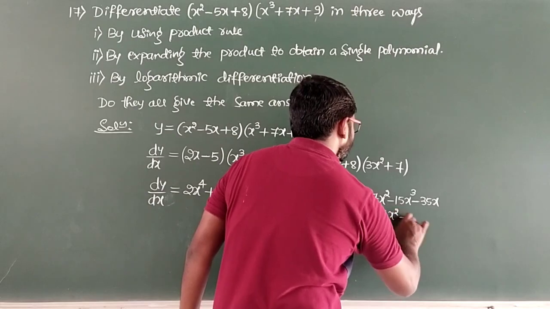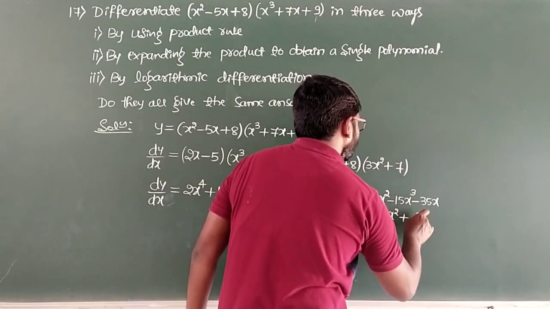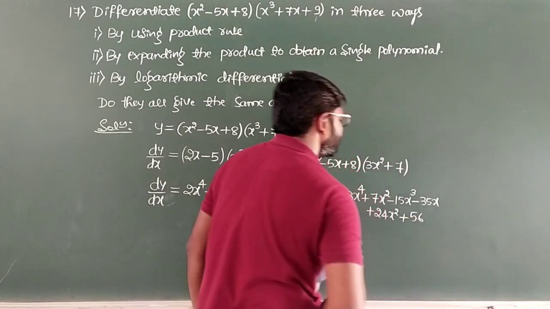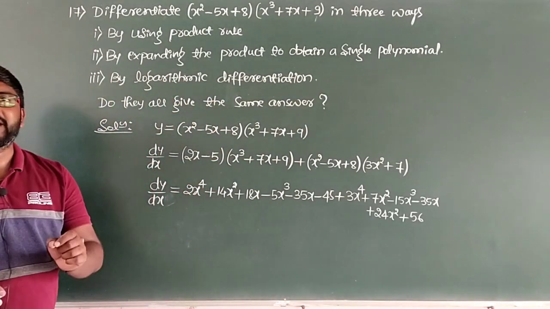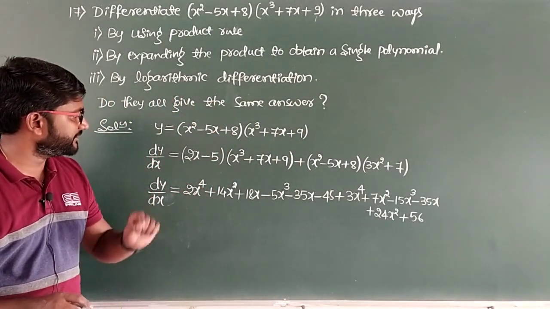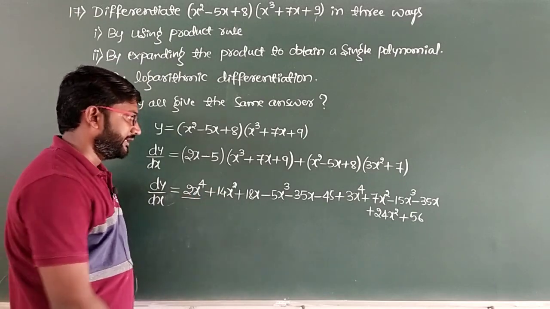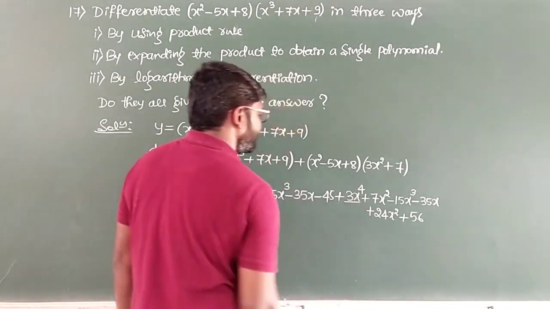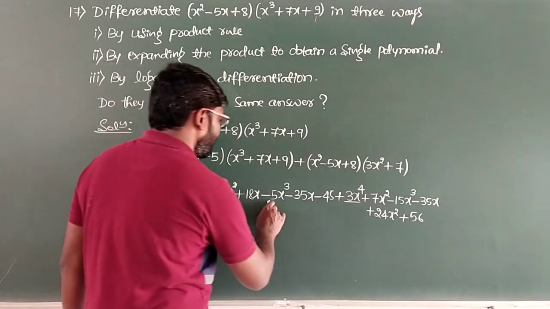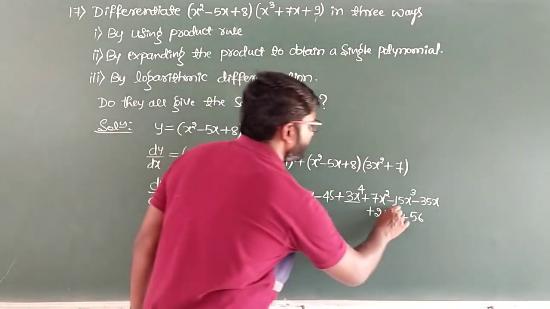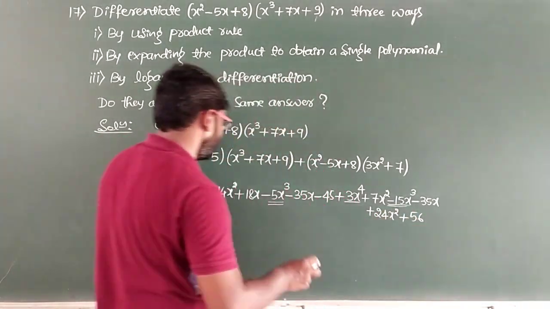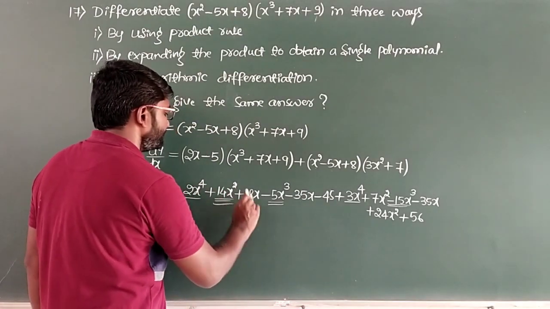24x square plus 8 into 7, it is 56. Now we will have to look for the like terms. Search for the highest term, highest power of x. It is x to the power 4, and here also it is x to the power 4, and then look for x cube, and here we have the x cube, and then x square.